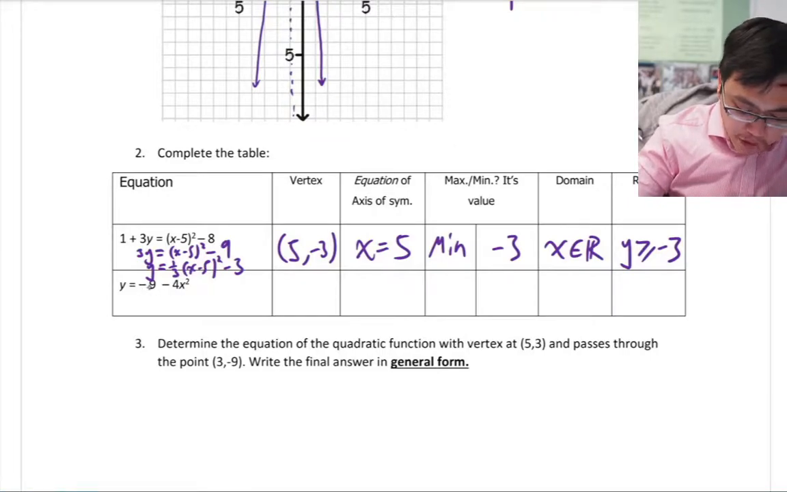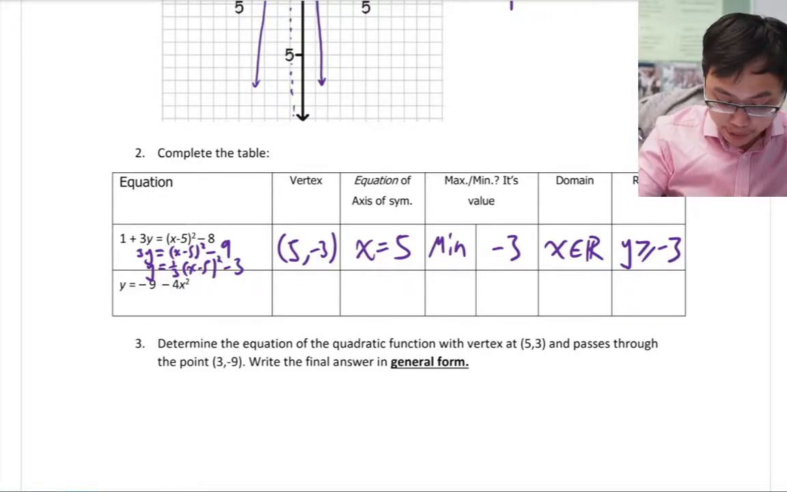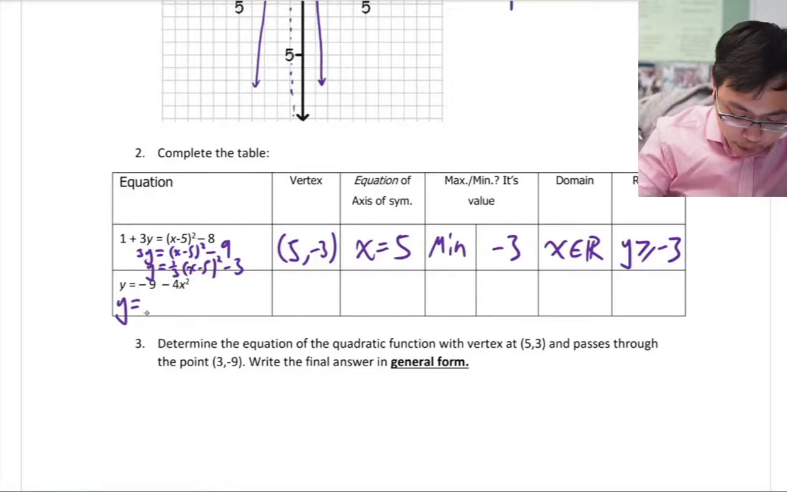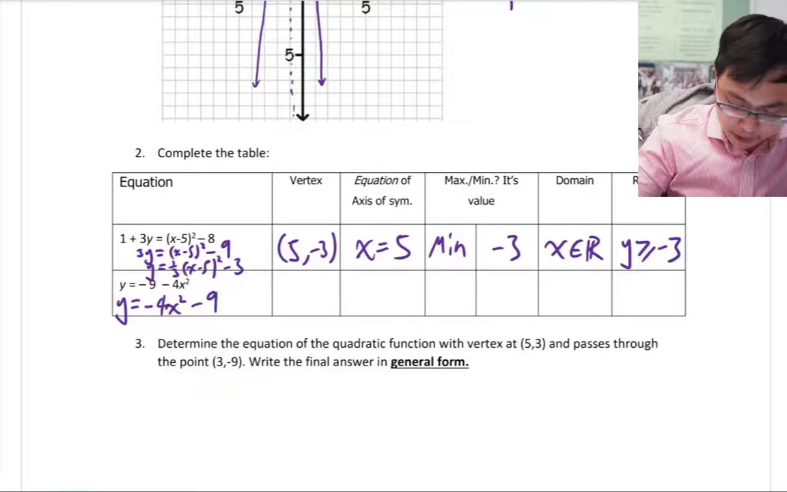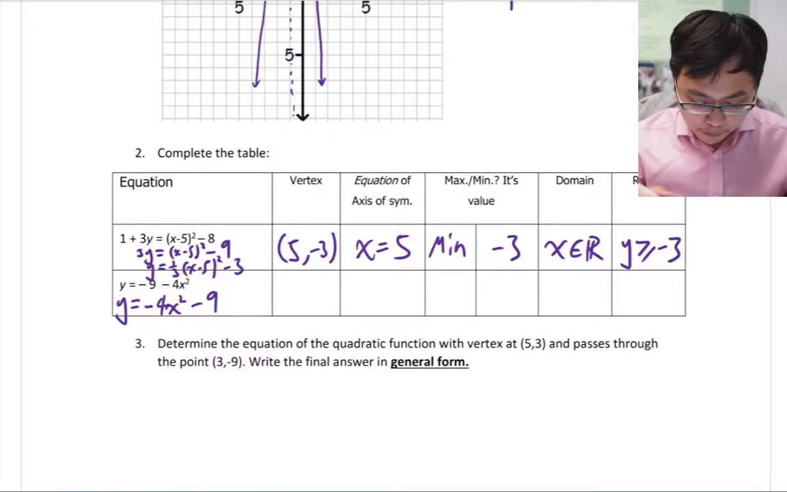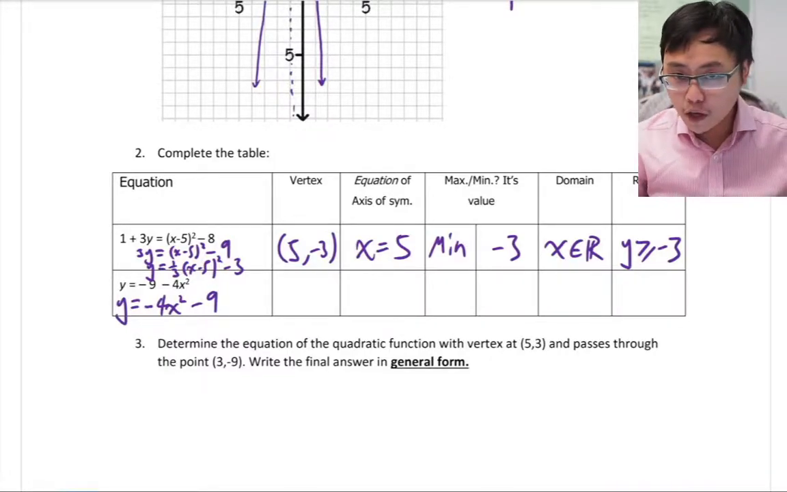We have our constant in front, so usually I would like to put it at the back. So let's put it in a more familiar way: y equals -4x squared minus 9. All I did was swap the first two terms. And now it just looks a lot easier.